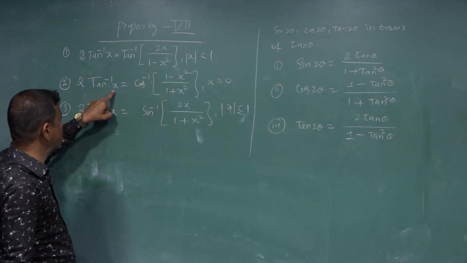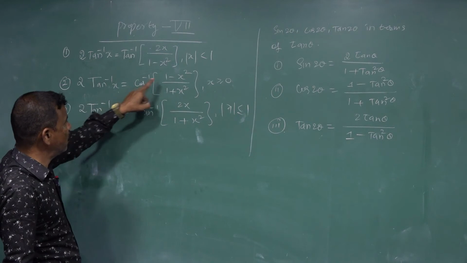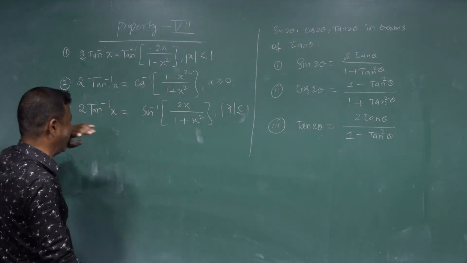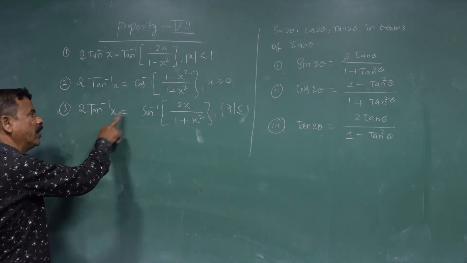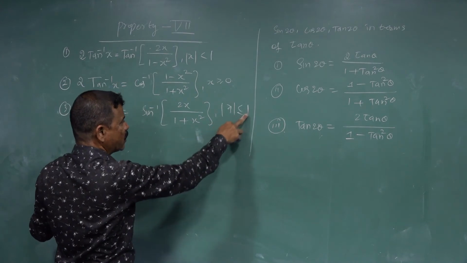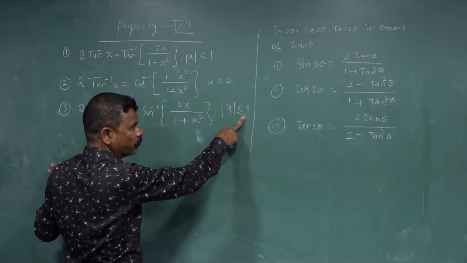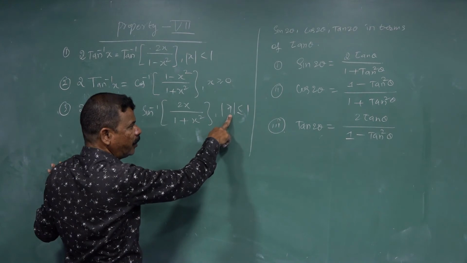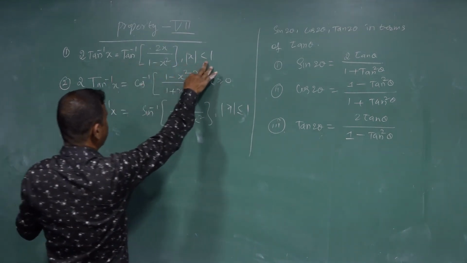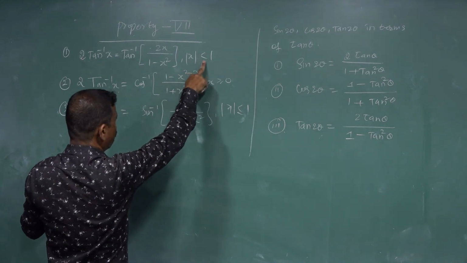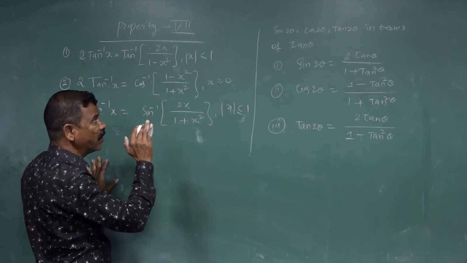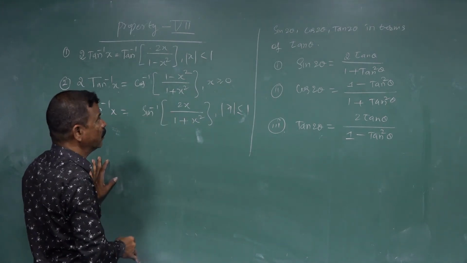Here 2 tan inverse x is equal to, in terms of cos inverse, cos inverse of (1 minus x square) by (1 plus x square), where the condition is x greater than or equal to 0. 2 tan inverse x in terms of sin inverse is sin inverse of 2x by (1 plus x square), where mod x is less than or equal to 1. This means x lies between minus 1 to 1. For the first formula, the condition is mod x less than 1, meaning x in the open interval minus 1 to 1.